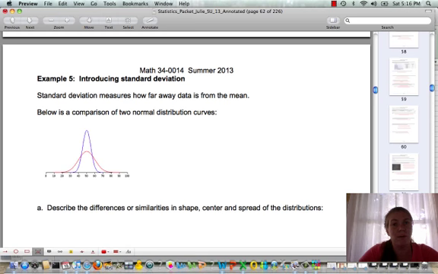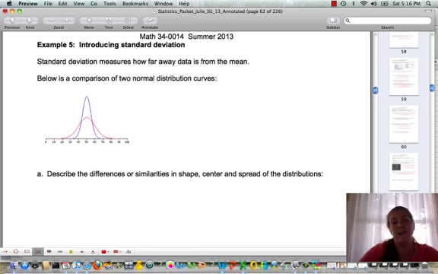Okay, let's look at example 5 on page 62. So in example 5, we introduced a standard deviation. And what standard deviation does is measure how far away our data is from the mean. So here we have 2 curves. It's hard to see them in your packet that they're different colors because your packet's only black and white. So I'm going to go ahead and label the bottom curve as the red curve and the upper curve as the blue curve.